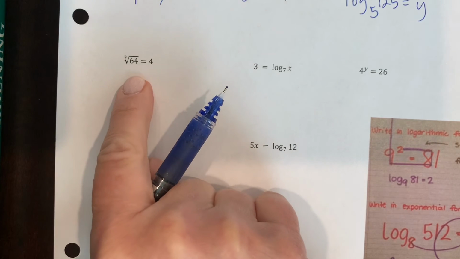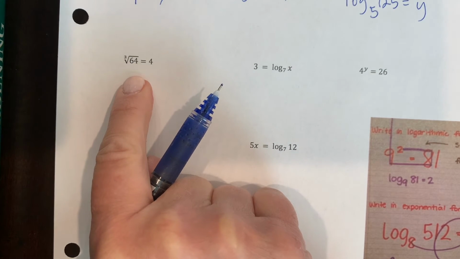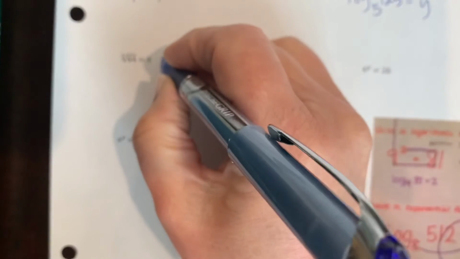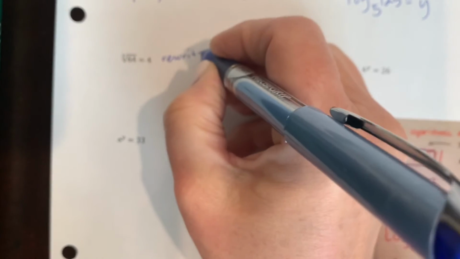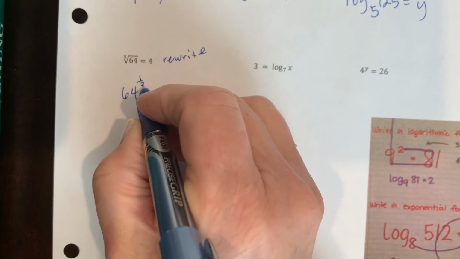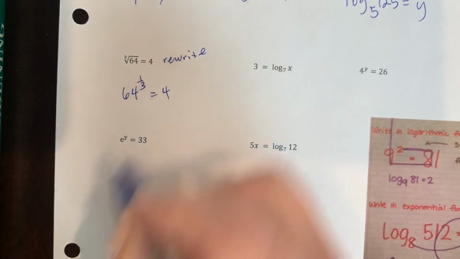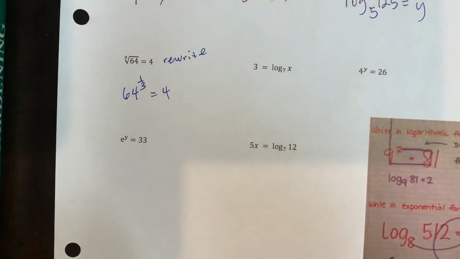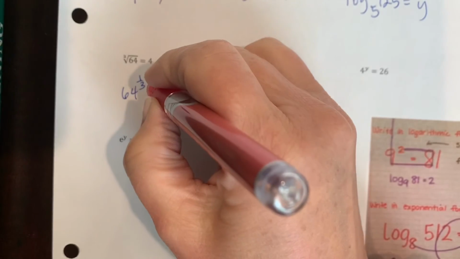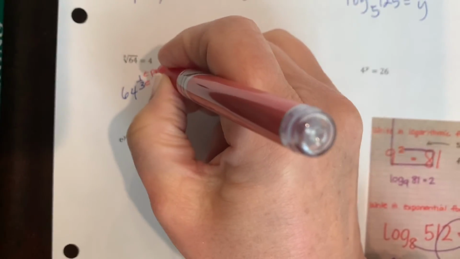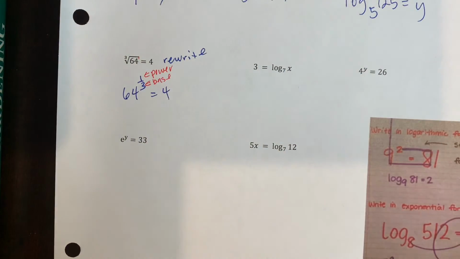Now this one is a little bit more difficult. It's asking you the third root of 64. So you're going to have to rewrite this first. That is asking you 64 to the 1/3 power equals 4. Remember that this is our base and this is the power that you're raising it to. So it's saying 64 to the first power, but the third root.